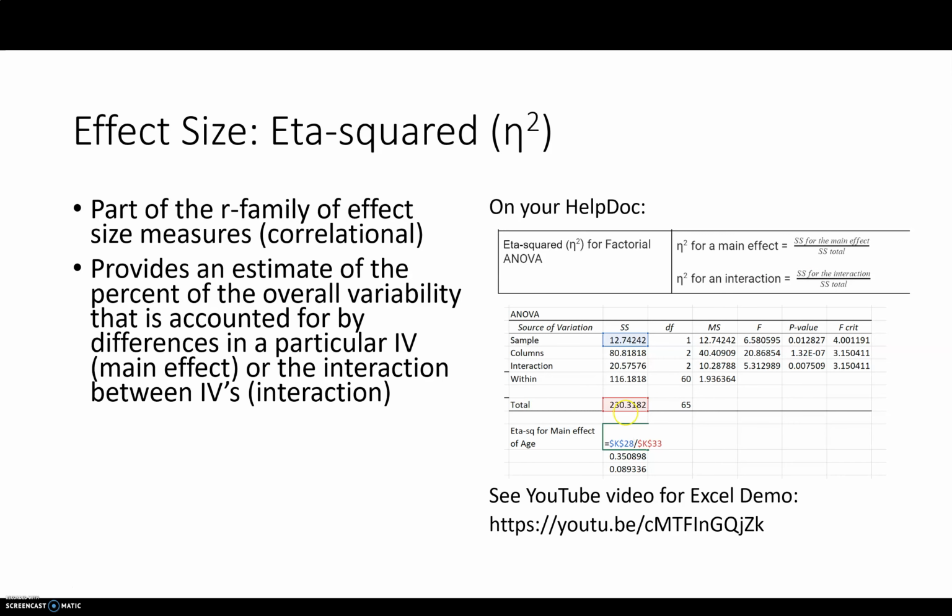Okay, so if you're looking at the main effect of age, this is what it would look like in Excel. This divided by that, and I believe that comes out to be 0.09 for these data here. So this is the eta squared for the main effect of age. So this indicates that the percent of overall variability in the data that's accounted for by differences in age is about 9%.